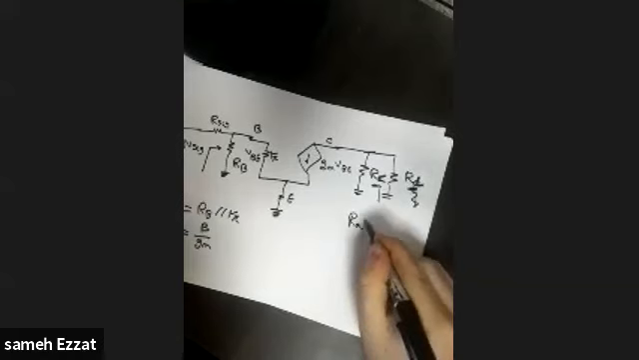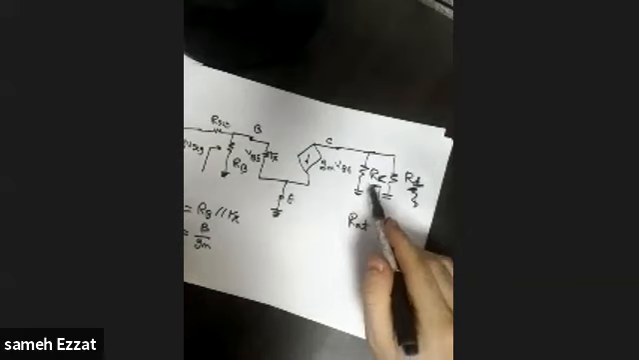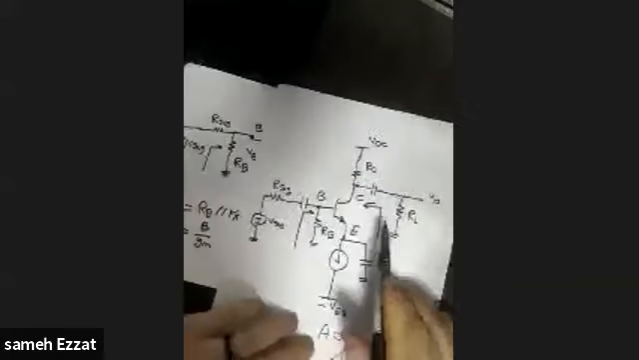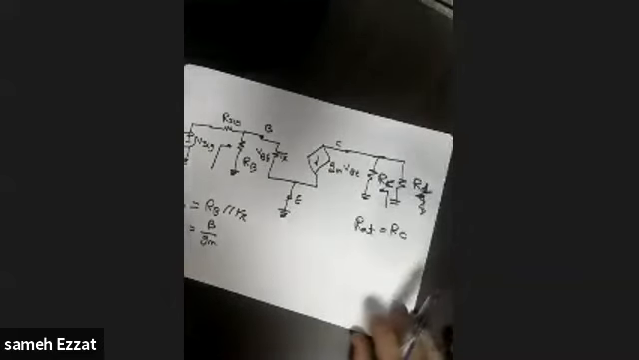So our output is equal to, sorry, RC, not RL. What you are seeing here is RC, because as you can see from the question, the indication is on the left-hand side of RL. So RL is not included, so it's just RC. Okay, so this is the input resistance and this is the output resistance.